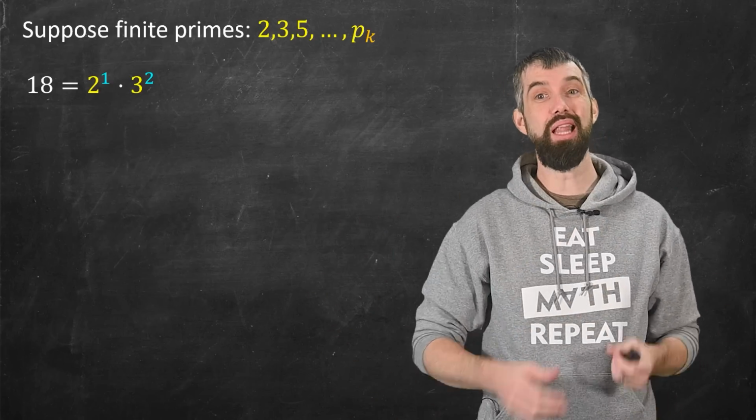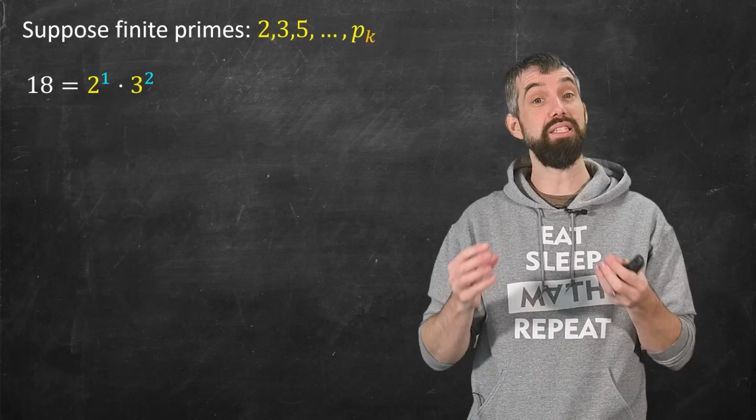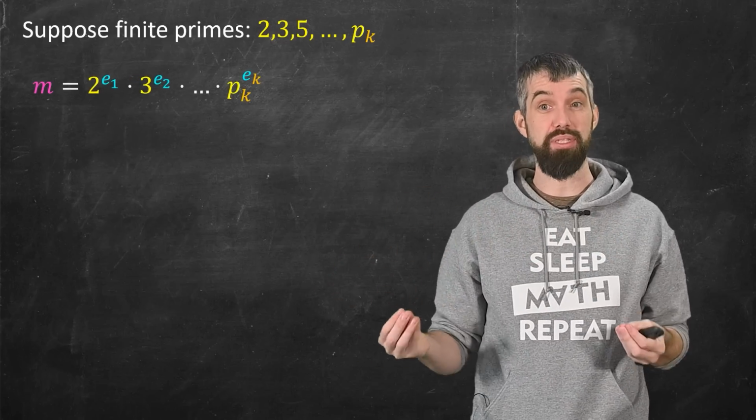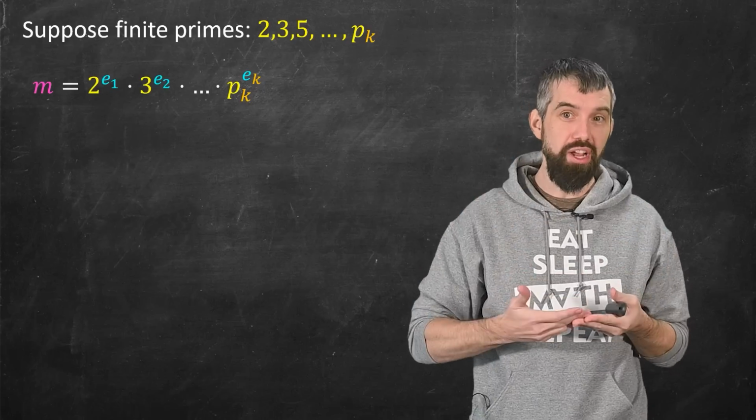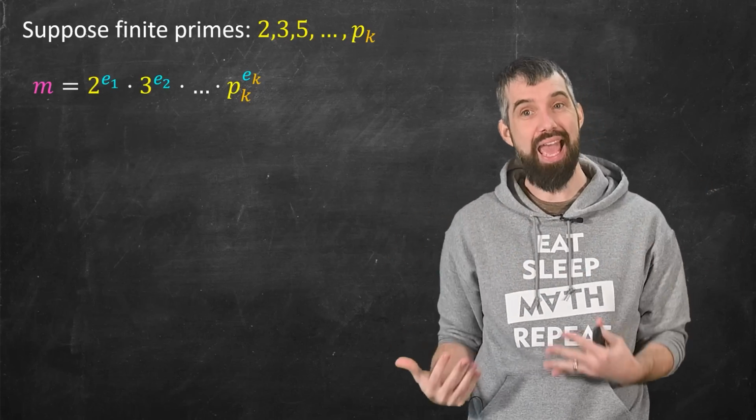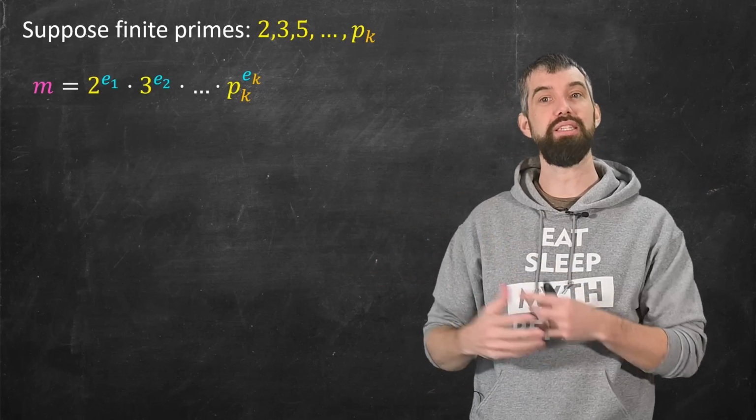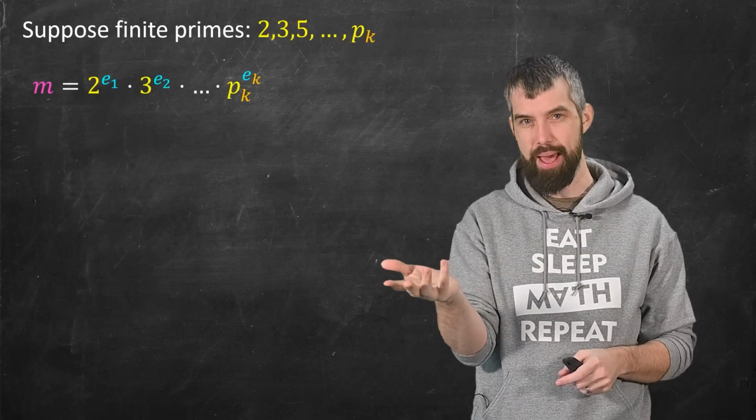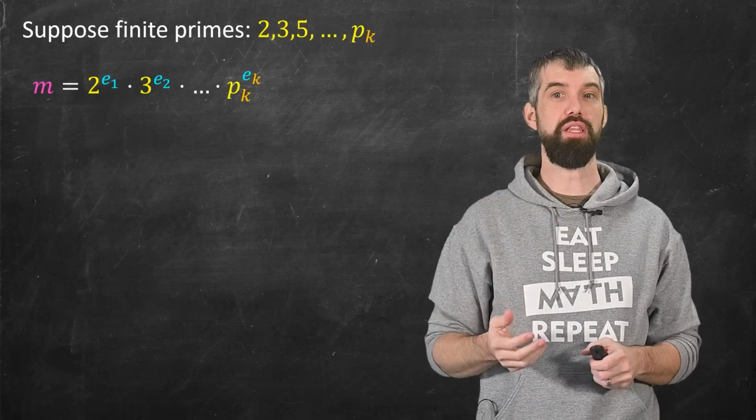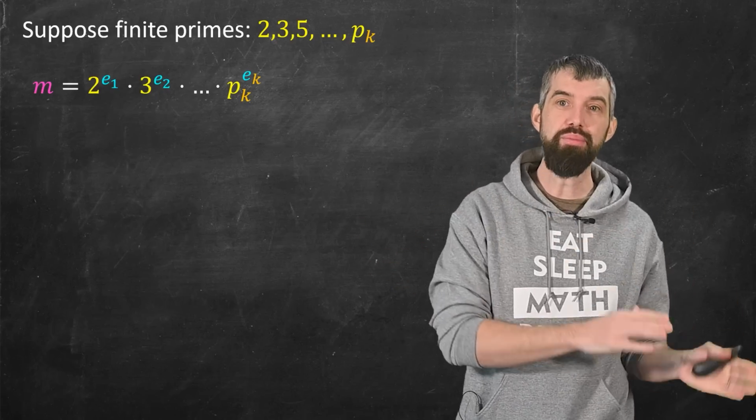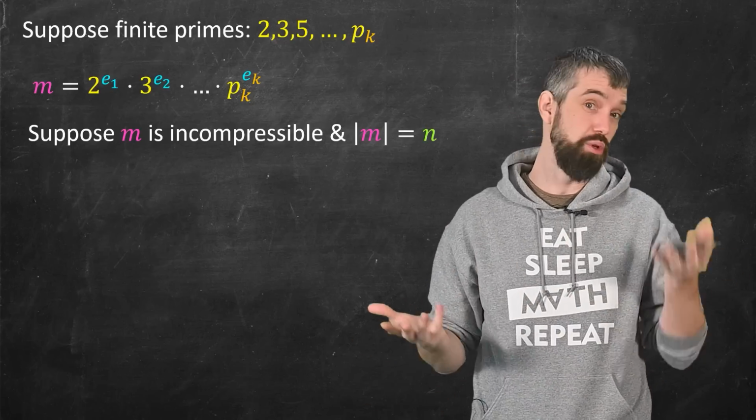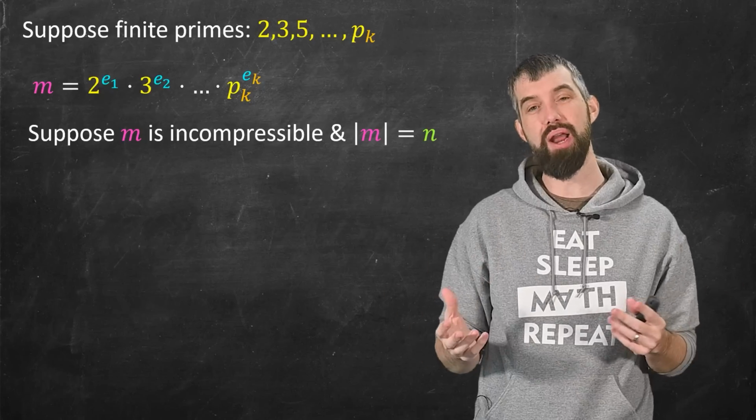You take any number you like, any m, and it can be written as products of powers of primes. 2 to some exponent, 3 to some exponent, all the way down to p_k to an exponent e sub k. So you have all these exponents up here. This is true for any m, but let's specifically focus on m's that are incompressible, and the length of m we'll denote as n when you write it out in binary.